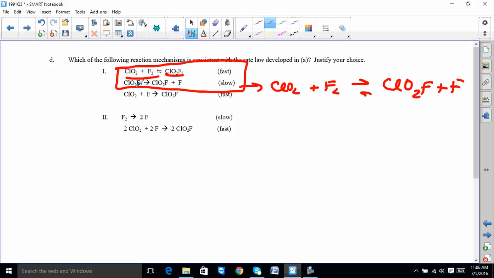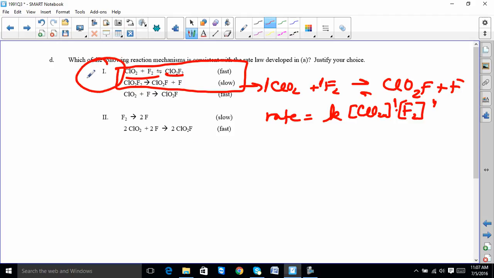Well, ClO2F2 is equivalent to, think of this as an equal sign, ClO2 plus F2. So I just sub that in. Well, look at the stoichiometry, 1 to 1. The rate law for this one would be K times ClO2 times F2. And so that one is consistent. Why? 1, 1, 1, 1. So the answer, I think, is this, but let's check this one.